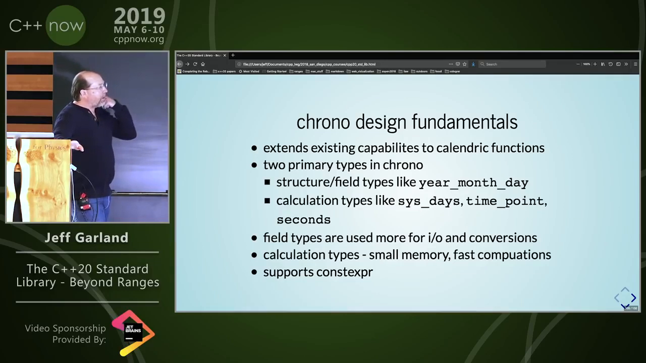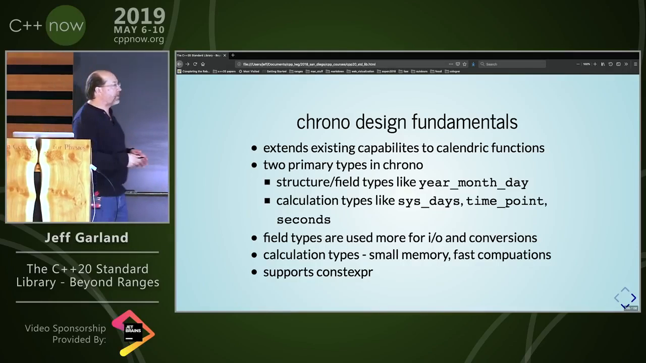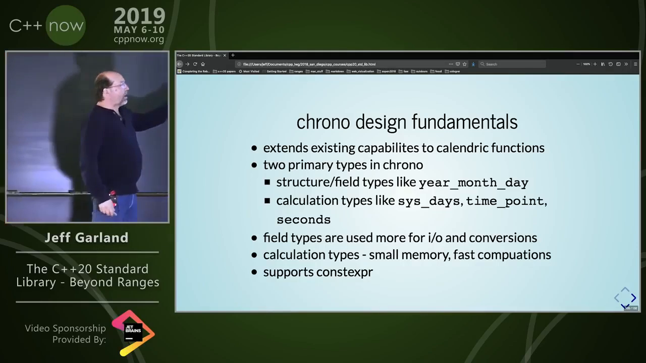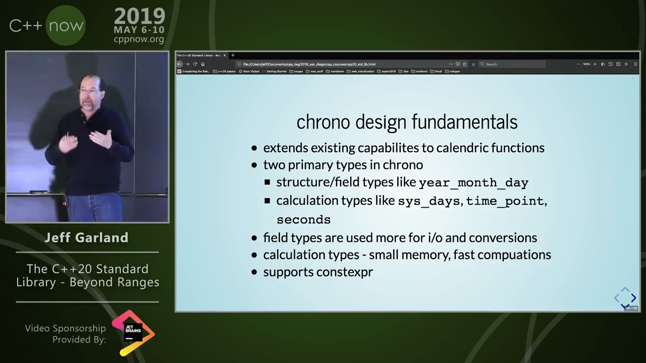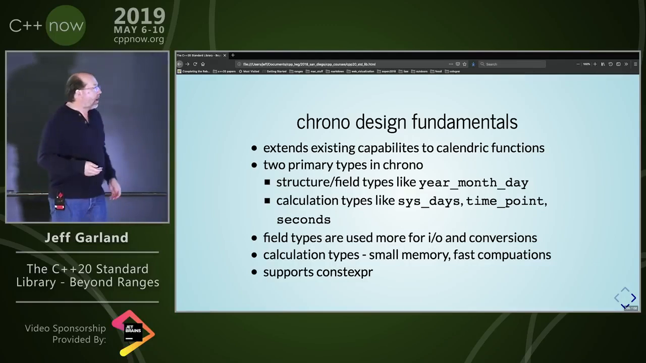Talk briefly about Chrono. This is a huge upgrade for Chrono in 20. This extends the existing capabilities of Chrono well beyond time points and durations and such into calendric functions. And really one of the new bridges that Chrono crosses here is there's now a whole series of types that are what are called field types or structure types, like year, month, day. It's just exactly what you think it is. It's a structure of a year, month, and a day.